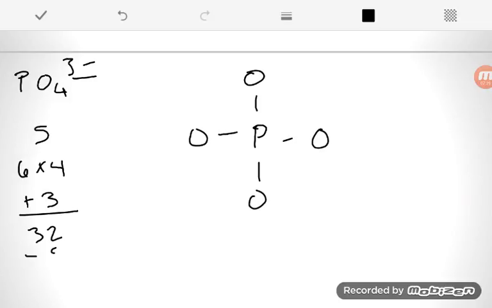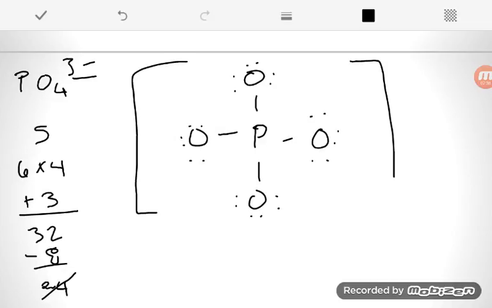Okay, so I've used up 8. So I've got 24 left. 2, 4, 6, 8, 10, 12, 14, 16, 18, 20, 22, 24. I've used them all up. Because he's an ion, we bracket him. Normally I would say we're done.